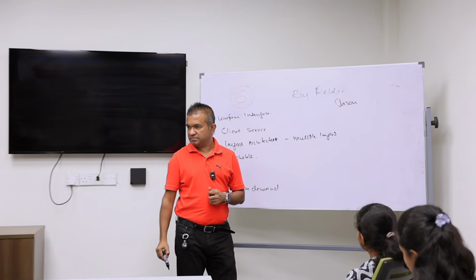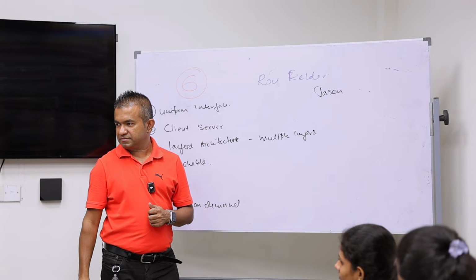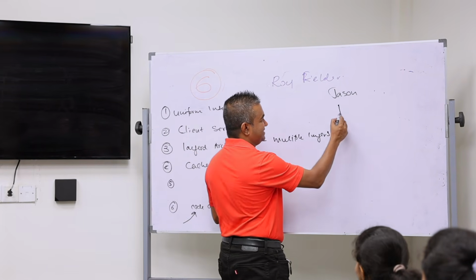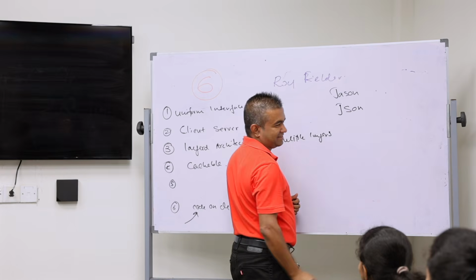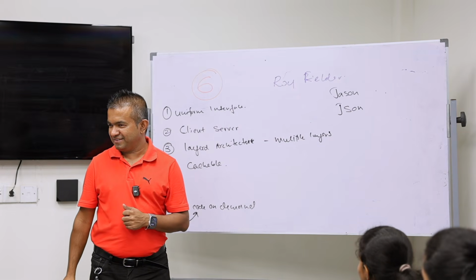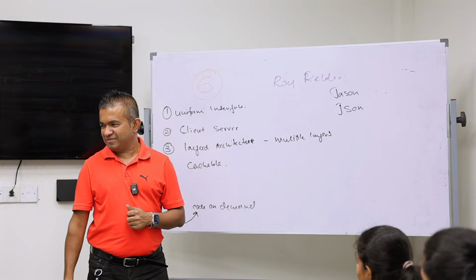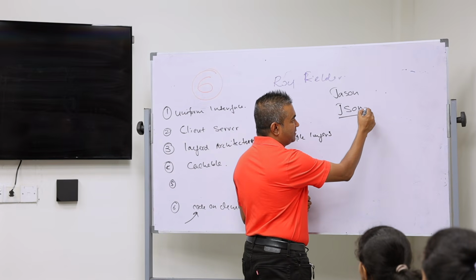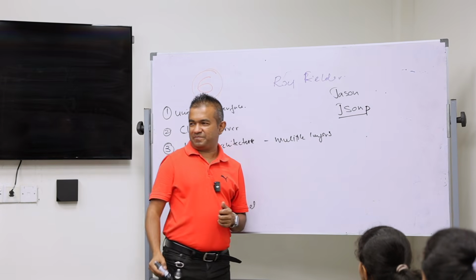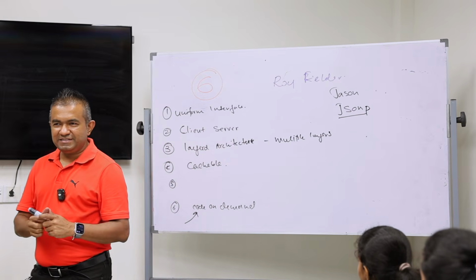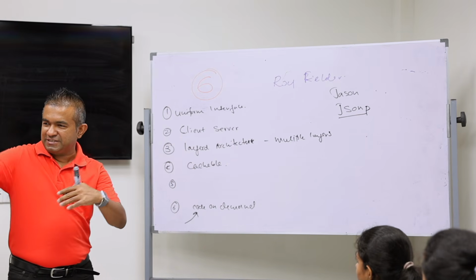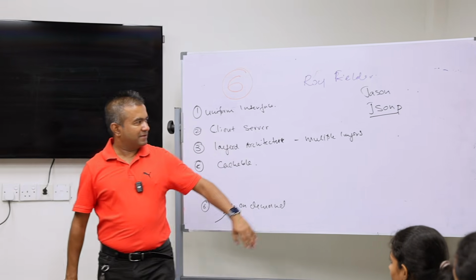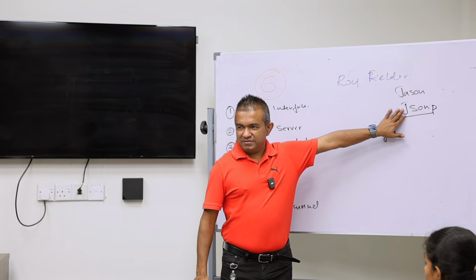You know Jason? Where he lives? You know this JSON? What does it stand for? JavaScript Object Notation, right? So for JSON, they came up with something called JSONP. What it does is, the response itself is executable. Okay? But this was not popular.